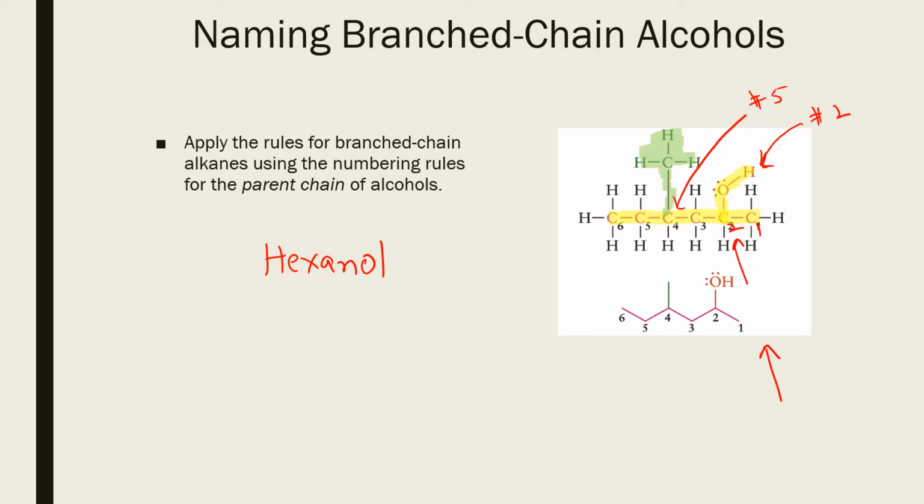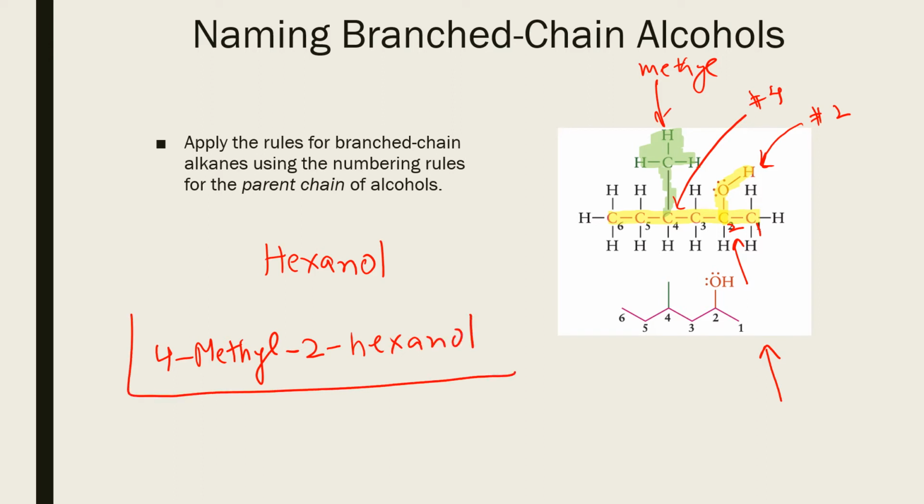Let's assemble the name together. So first we write the alkyl chain substituent, which is a methyl group. So this group is a methyl group, and it's connected to number 4 carbon. So therefore the name of this whole branch chain alcohol will start with 4-methyl. There is no other alkyl substituent, so the rest of the name will be the name of the alcohol. So hyphen 2-hexanol.